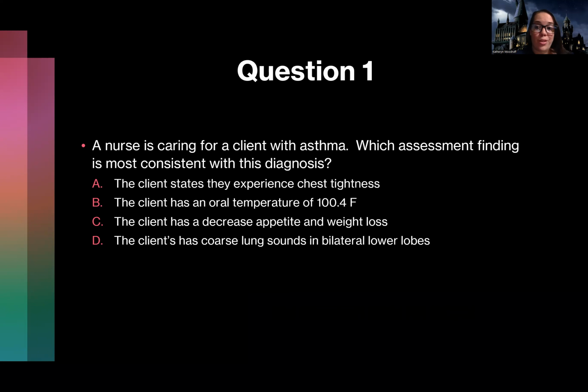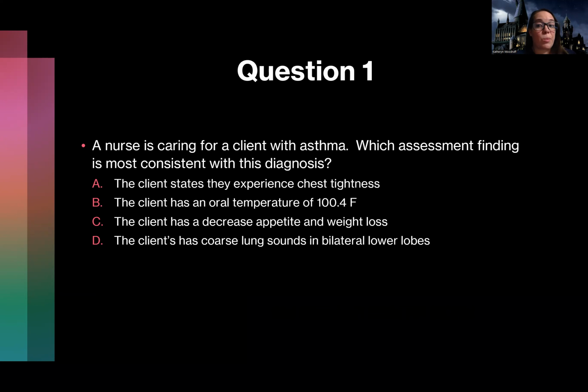When I'm looking at this, I'm going to start going down and going through. I always like to read the question and reword it in my own words to really understand what it's asking me. So I'm pretty much looking for what is expected for asthma. Would I expect them to state that they are experiencing chest tightness? Well, that sounds right. They feel that constriction or chest tightness as a result of their inability to breathe. So I like that answer, but I need to check the other ones.